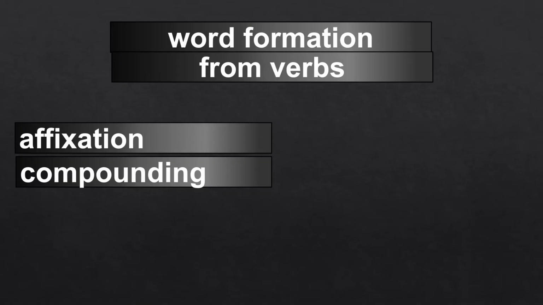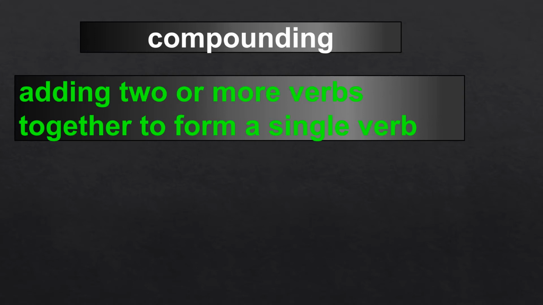As we mentioned in one of our previous lessons, word formation from verbs could be in two ways: by affixation or by compounding. In this lesson, we look at both, but first of all, we'll look at compounding. Compounding is adding two or more verbs to form a single verb. So bringing two of those simple verb roots together to form a new verb becomes a compound verb.